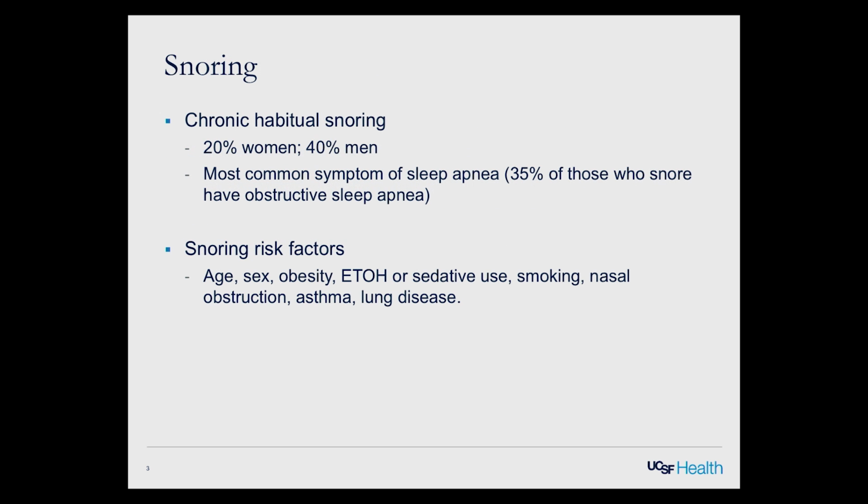So, as you all well know, snoring is a very common problem. In the population overall, about 20% of women and 40% of men snore. This rate goes up, so over the age of 60, probably over 60% of patients can snore, and so it is a very common thing. The most common symptom of sleep apnea is snoring, so about a third of those who do snore can be diagnosed with obstructive sleep apnea.